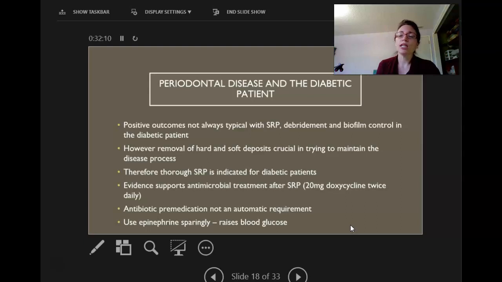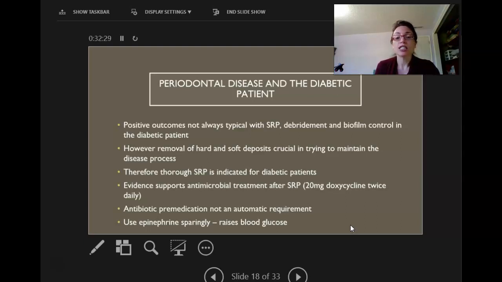I just watched a really interesting CE course on this. They don't even call it an antibacterial effect because it's such a low dose of doxycycline, but it has been shown to make a huge difference in patients' results after SRP.